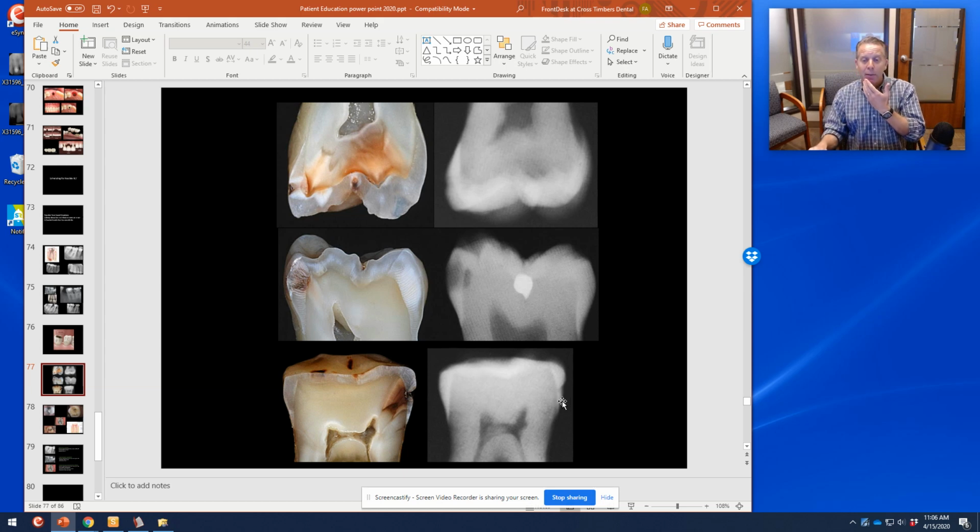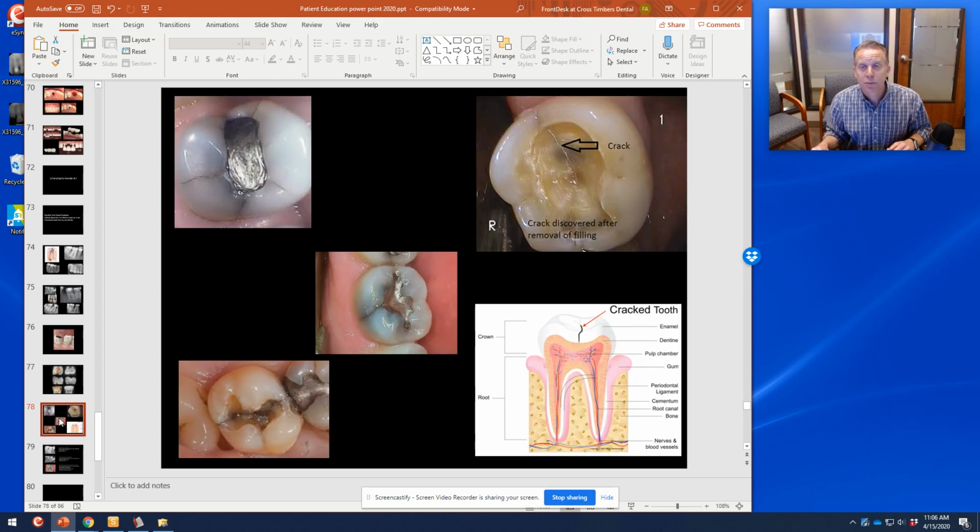There's many times I'd probably say, oh, that's just a watch or maybe just an MO filling. But sometimes when we get in there, the decay is much bigger than what the x-ray would lead us to believe. So that's why we say it's a possible root canal whenever we see the decay is deep. But now let's move on to a cracked tooth.